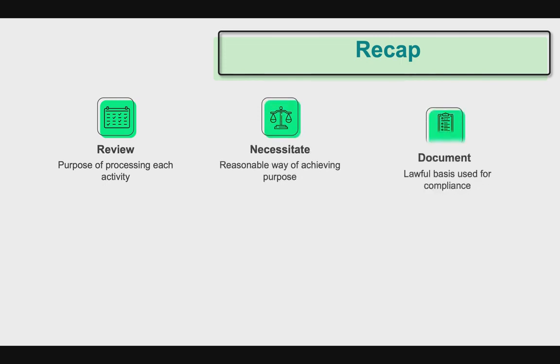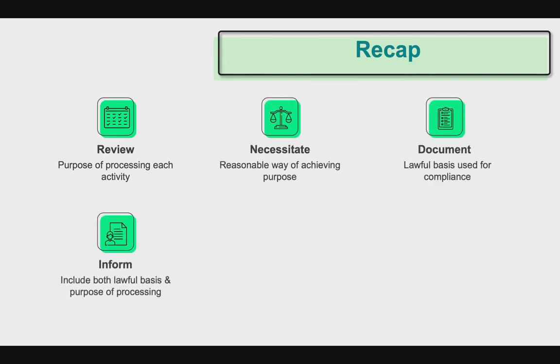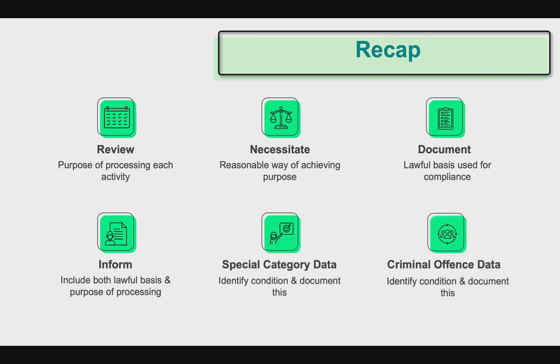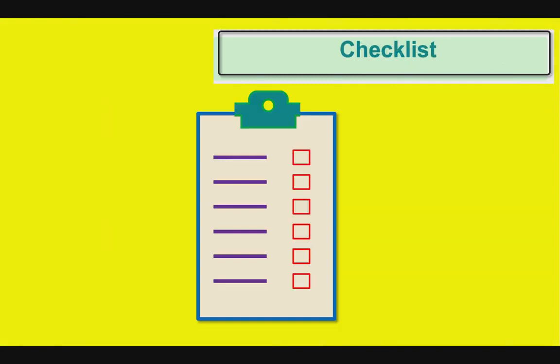Now, let's do a quick recap of all the 6 checkpoints for lawful processing that we have learned today. So the first was review, then necessitate, then document, inform, special category, and finally we had criminal offense data. With this, we are finally finished with our video on making a fail-proof checklist for lawful processing of personal data. I hope this was helpful to you in some way or the other to better prepare for your business conversation, exam, or lawful basis checklist preparation and your overall GDPR compliance.